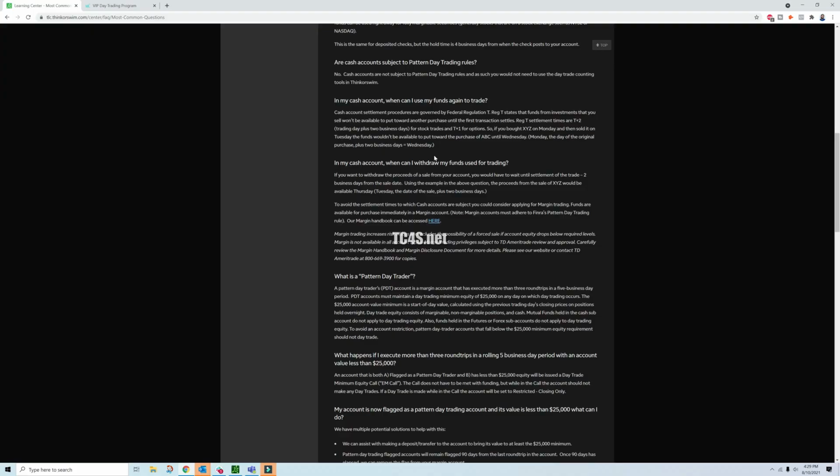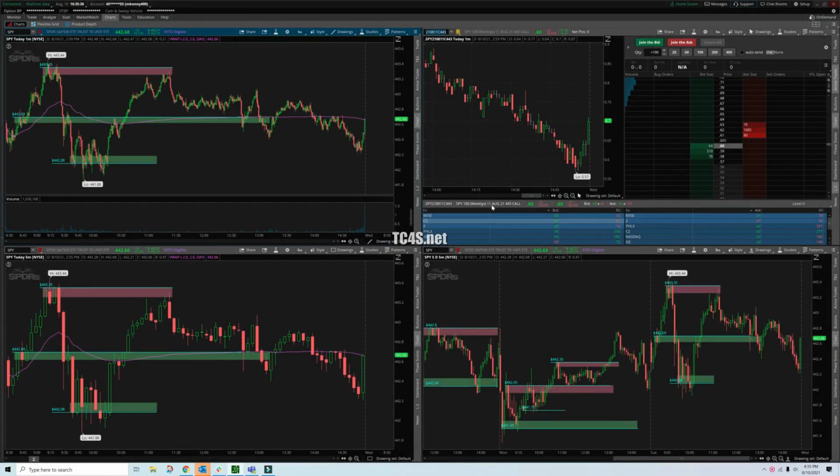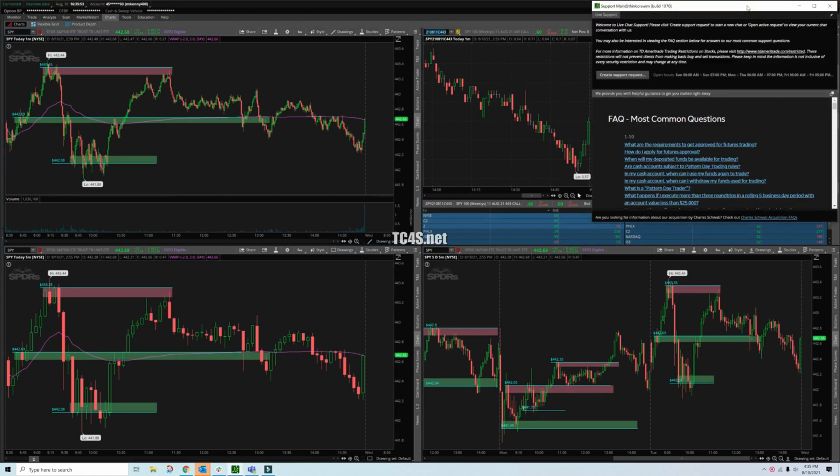But that's basically it. Oh, and one last quick thing. Setting up a cash account or a margin account is pretty simple. It probably takes 1 minute to 5 minutes max. You need to go to Thinkorswim in the live platform, go up to the top right where my mouse is, and click the support function right here. This opens up a chat between you and Thinkorswim, and you can create a quick support request ticket.